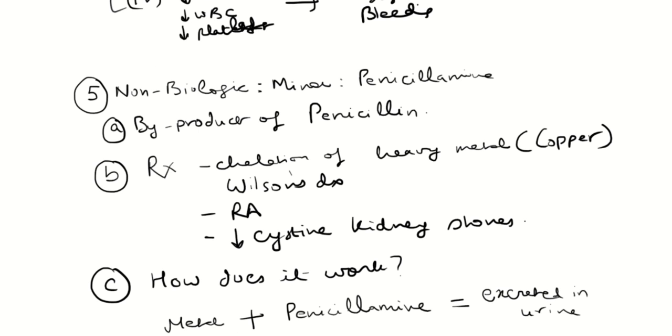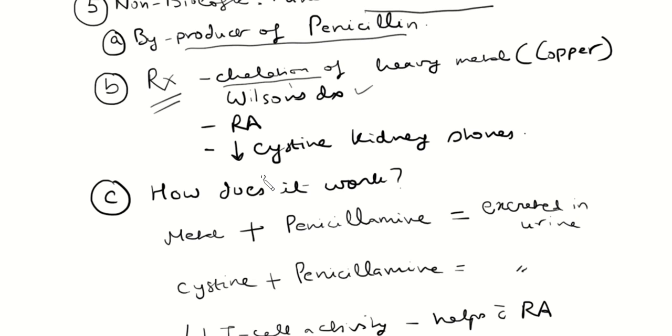The non-biologic minor, the next drug is penicillamine. It's a byproduct of penicillin. What is it used for? This is a medication which is actually used for chelation of heavy metals. There are diseases where heavy metal accumulates in the body, like Wilson's disease, so we use this drug to chelate and get rid of extra heavy metals in the body. It is used for kidney stones, especially cystine kidney stones, and then it's used for rheumatoid arthritis.